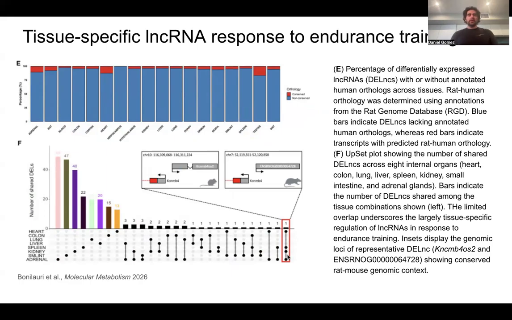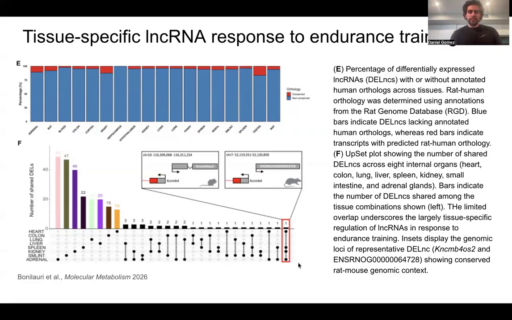Okay, so next we'll go over the percentage of differentially expressed lncRNAs, or these DELs, DELNCs, DELNICs maybe, with or without annotated human orthologs across tissues. The rat-human orthology was determined using annotations from the Rat Genome Database, where the blue bars indicate that these DELNICs lack annotated human orthologs, whereas the red bars indicate the transcripts with predicted rat-human orthology.